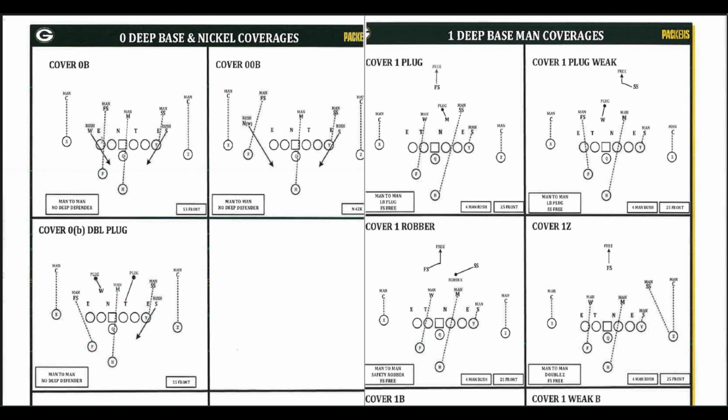This is base defense. We got 3 linebackers, Will, Mike, Sam. Cover 0B on this coverage means you've got a nickel, right? And that nickel's going on a blitz, so they still have man across the board. But of course, that 00 is identifying that it's nickel or dime defense. Then you've got different versions of cover 1, plug weak.